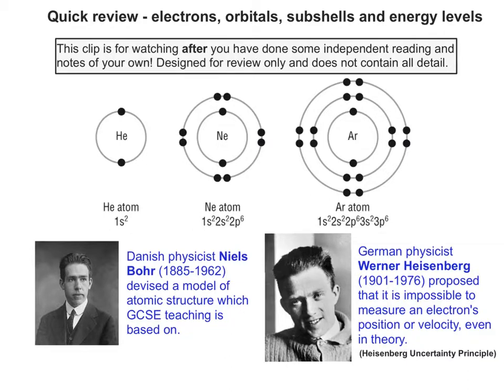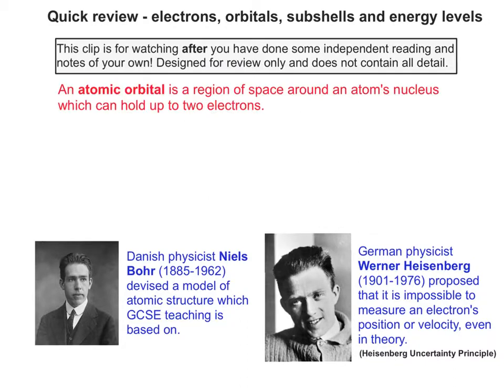Because of this, we need to start thinking a bit differently about how electrons were placed. Did they sit in nice neat shells moving in a two-dimensional manner around a central nucleus? We knew there was attraction between the nucleus and the electrons because it had already been proven due to Rutherford's work. This led us to describe the space in which an electron can sit. It's a little bit like a parking space, I suppose. An atomic orbital, as we call it, is a region of space around an atom's nucleus which can hold up to 2 electrons.